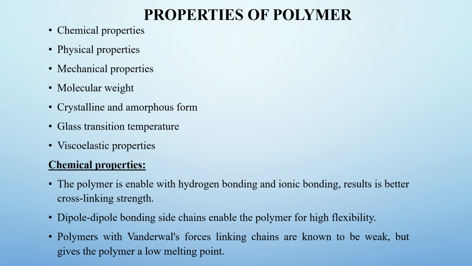Coming to the properties of the polymers, the properties are as follows: chemical properties, physical properties, mechanical properties, molecular weight, crystalline and amorphous forms, glass transition temperature, and viscoelastic properties. And coming to the discussion about chemical properties, polymers with hydrogen bonding and ionic bonding have better cross-linking strength. Dipole-dipole bonding side chains enable the polymer to have high flexibility. Polymers with van der Waals forces linking chains are known to be weak, but give the polymer a low melting point.